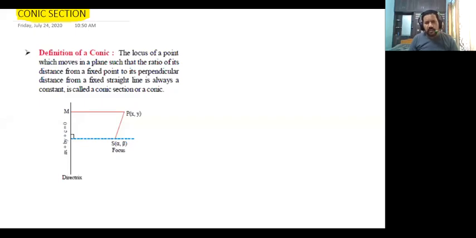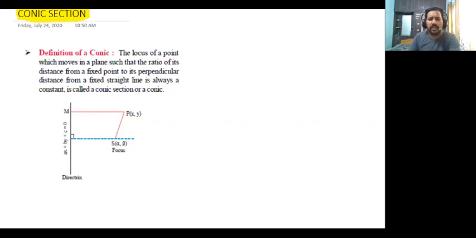Now today we are going to start conic section in geometry. This is an important chapter. In conic section there are three parts: parabola, ellipse, hyperbola. Whatever the concept is in parabola, it is the same in ellipse and hyperbola also. But the standard forms of the parabola, ellipse and hyperbola are different.